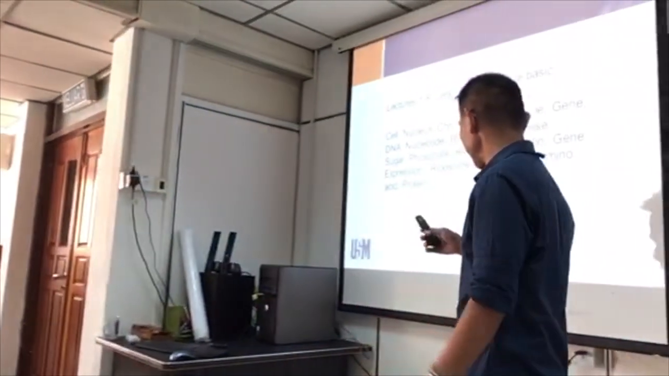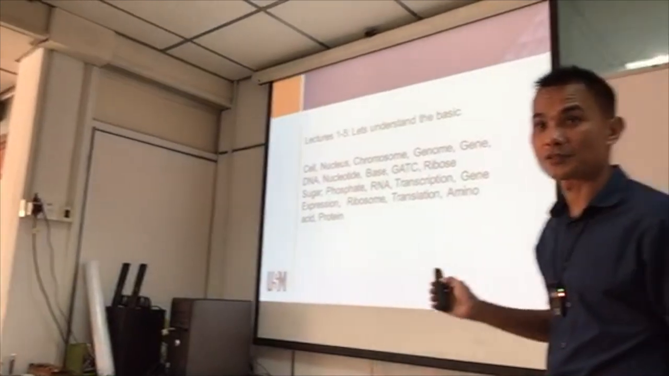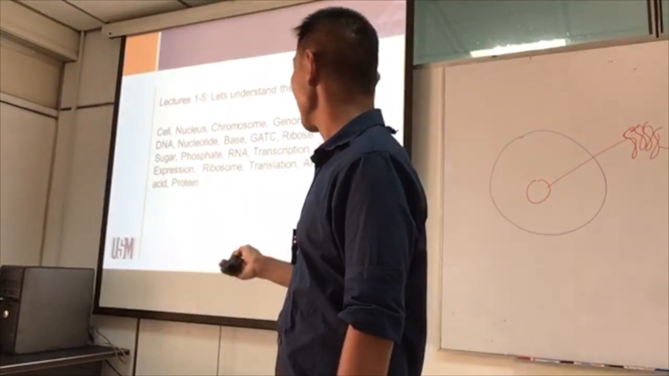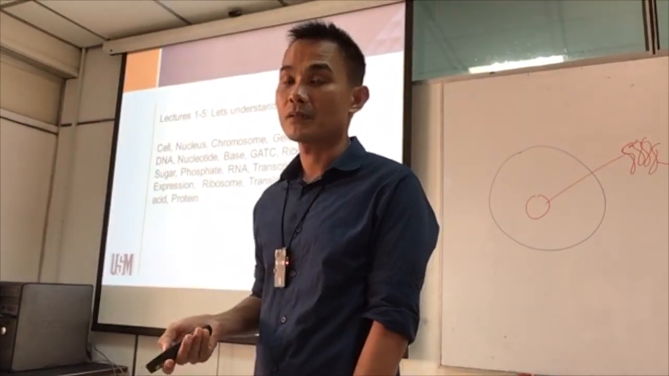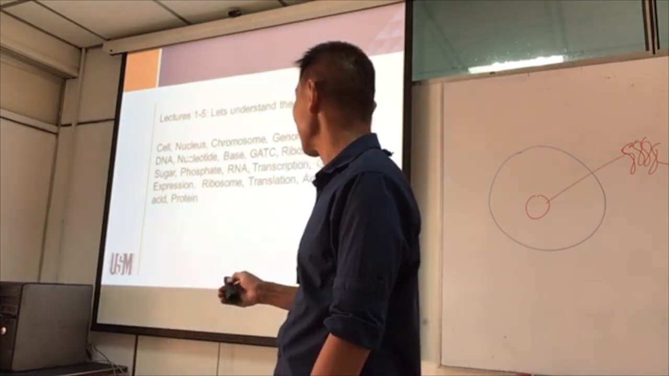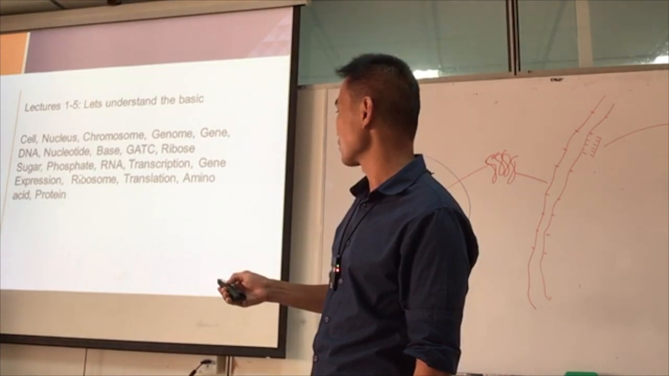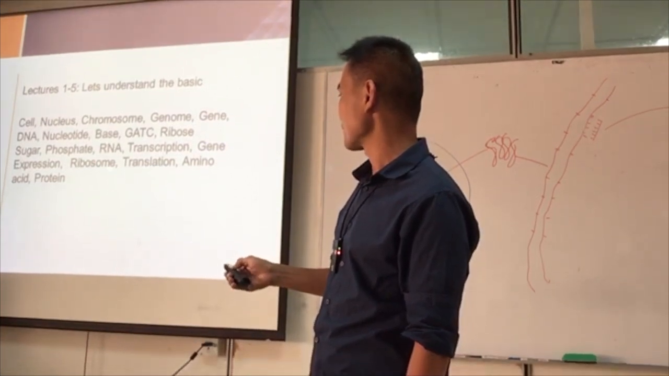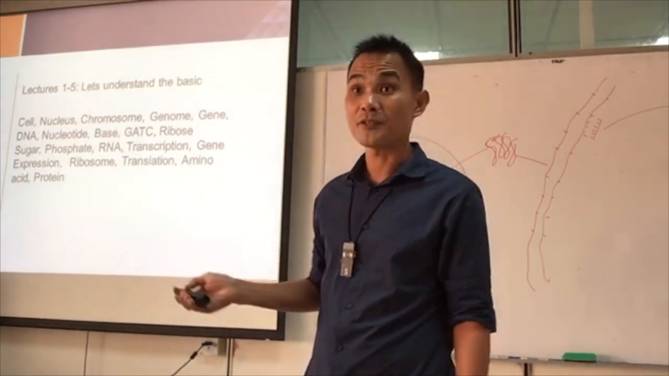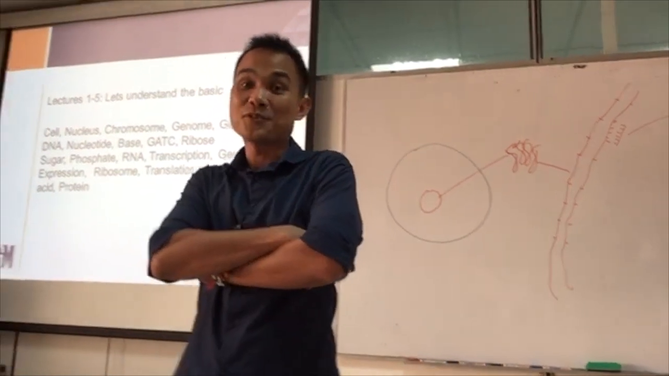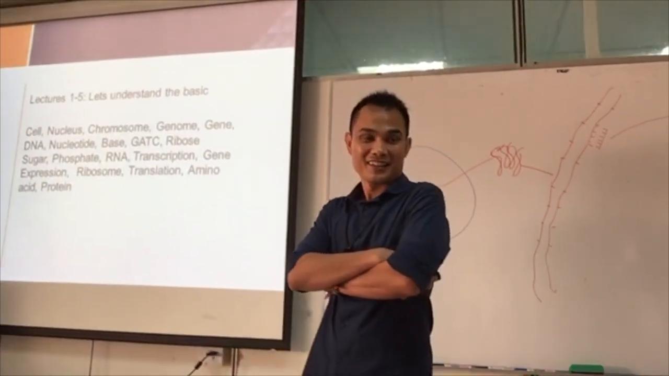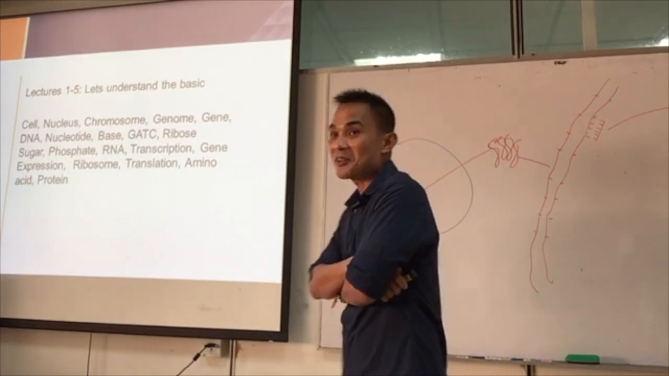So before we start, I think it's very important to understand all these concepts, because I'm sure you have learned this at your A level or maybe before: cell, nucleus, chromosome, genome, gene, DNA, nucleotide, base, GATC, ribosome, sugar, phosphate, RNA, transcription, expression, ribosome, translation, amino acid, protein. Have you heard about all this? Do you know what they are? Are you clear? Okay, I'm going to ask some simple questions.